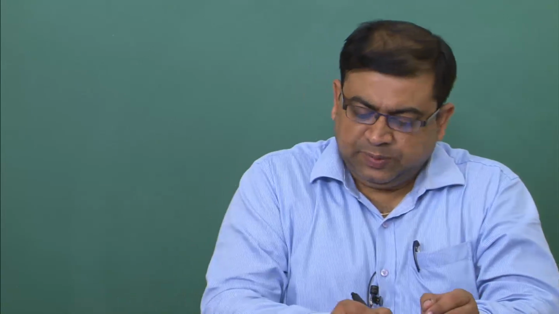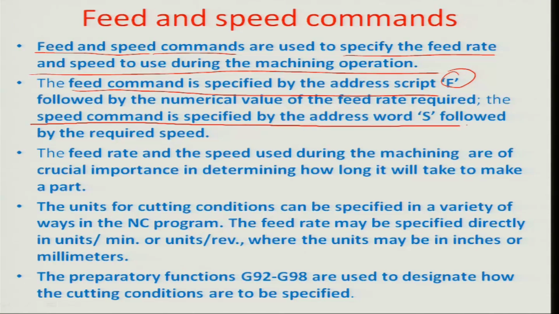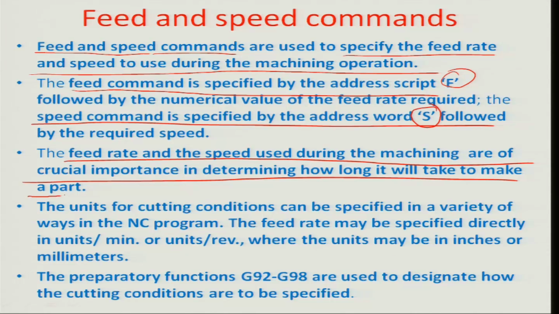Similarly, the speed command is specified in a similar manner, and the only thing is the letter S is used instead of F. The feed rate and the speed used during machining are of critical importance, and that determines how much time it will take to machine the particular part.